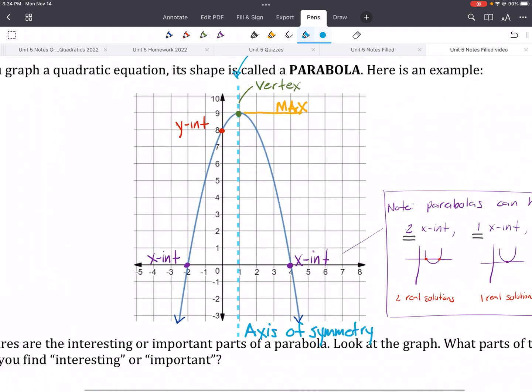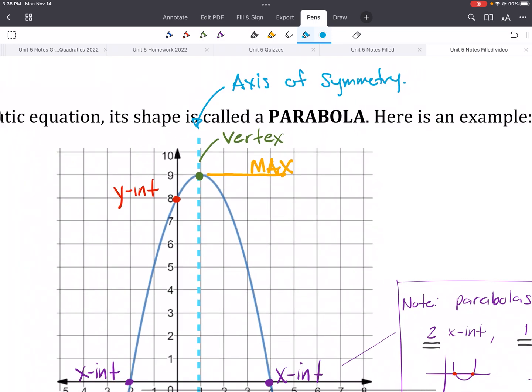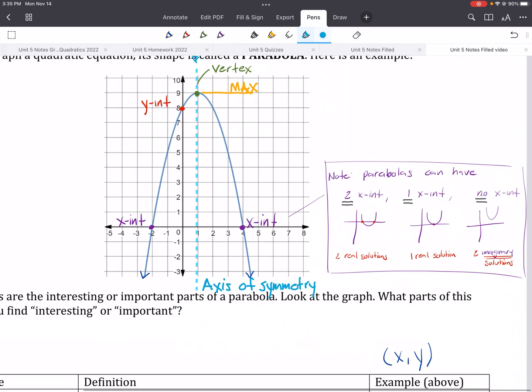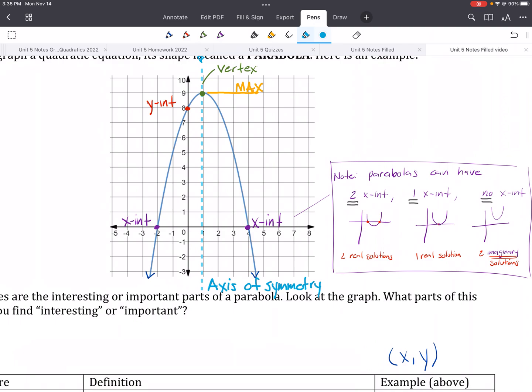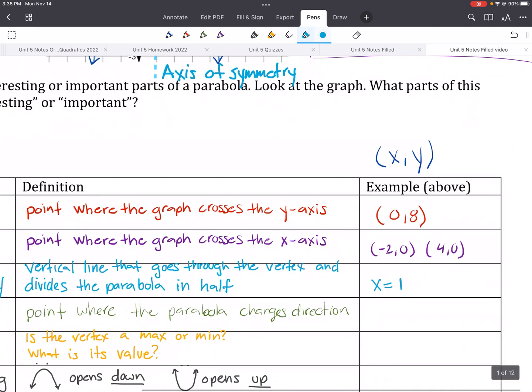Next is our vertex. It's this green point. It's the turning point of the parabola. It looks like it's increasing up until you get to the vertex, and then it starts going back down. That turning point is the vertex, and that's one of the most important. Let's write that one down. It looks like it's at (1, 9), so we'll write that over here.